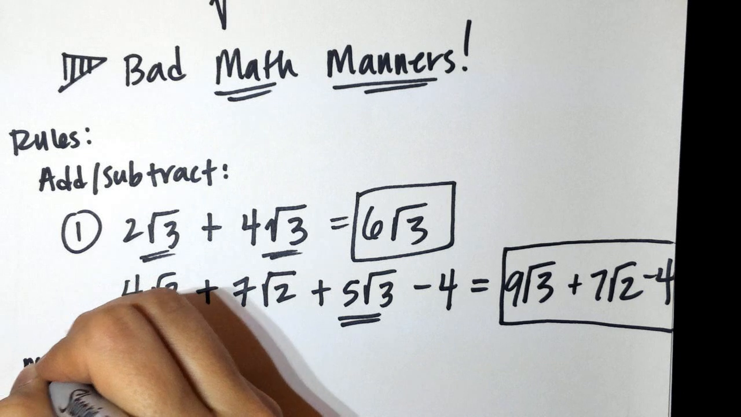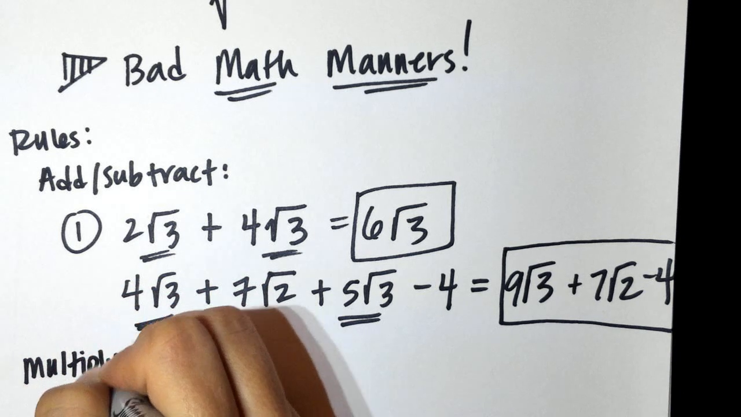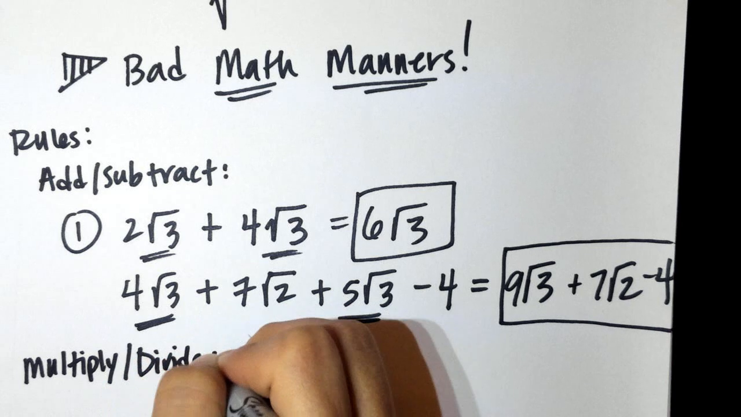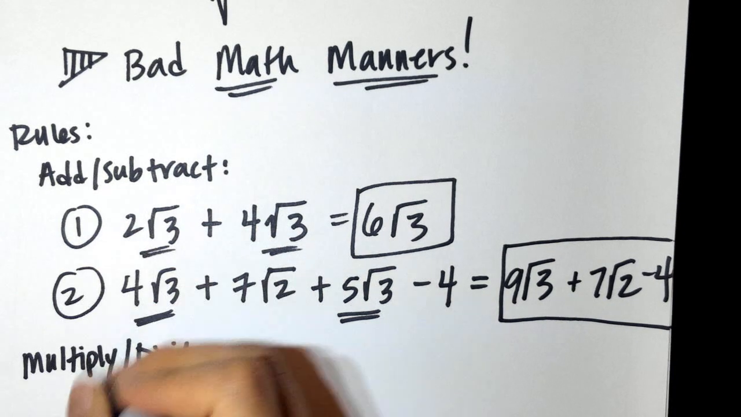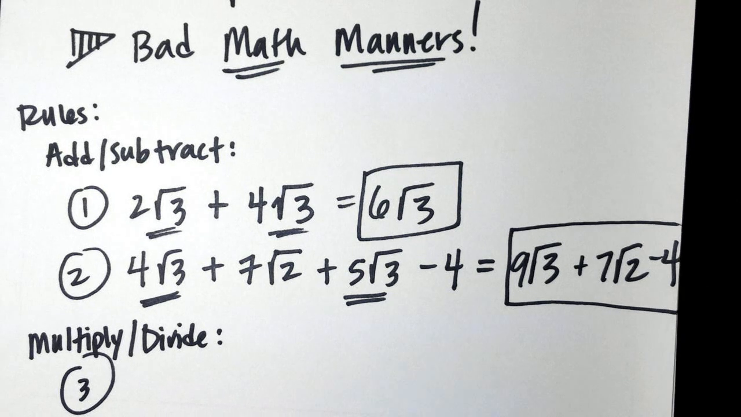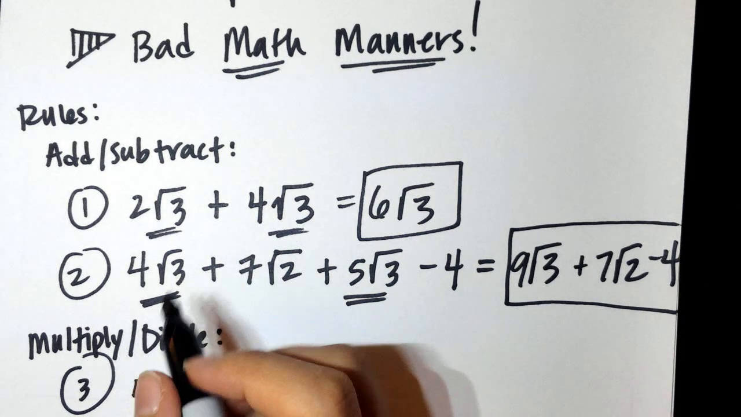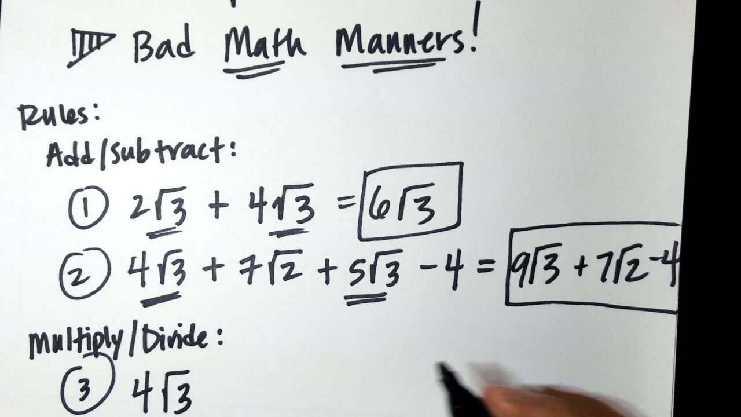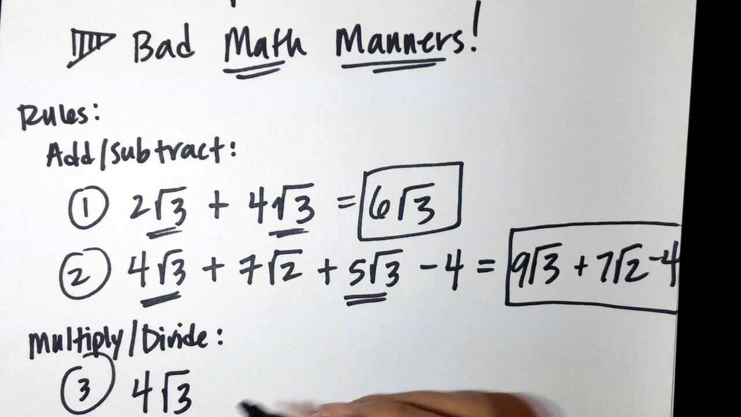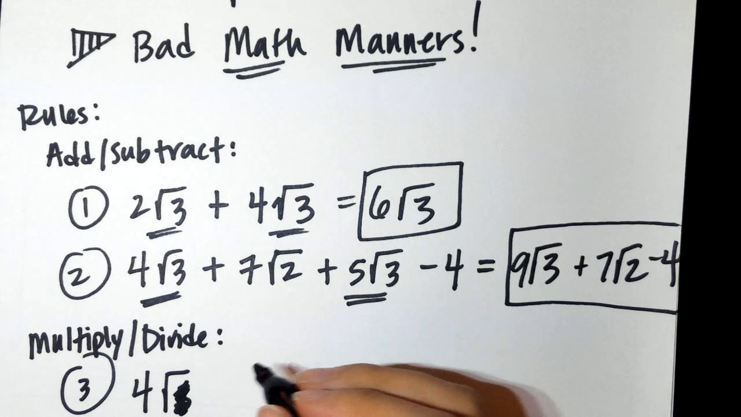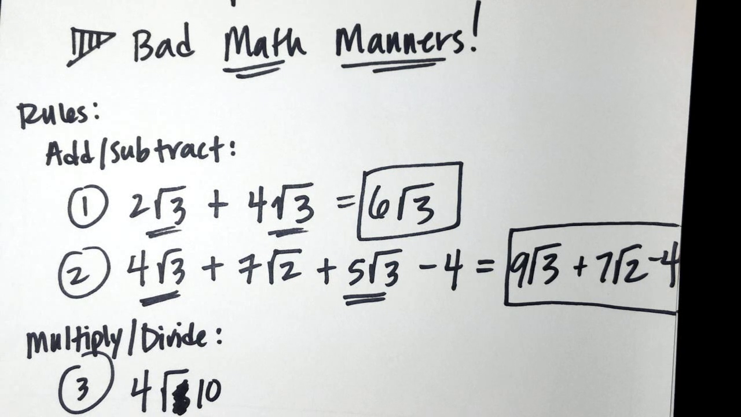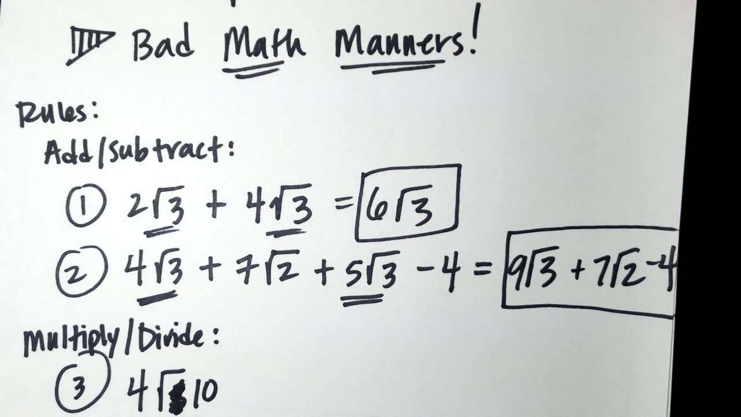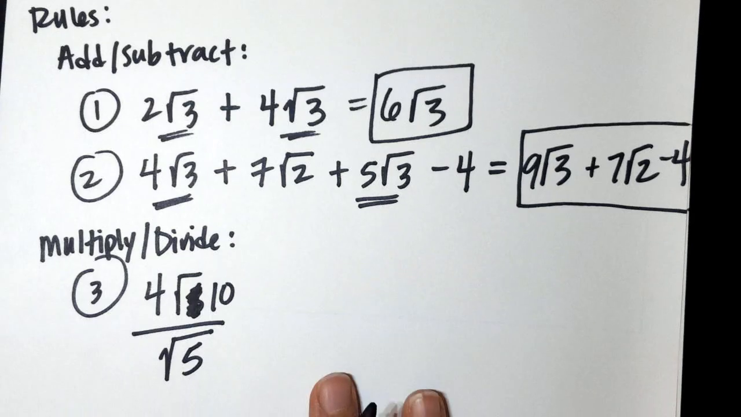Now let's talk about multiplying and dividing. That was example number 2. We'll do example number 3. So when we multiply or divide, if I have 4 square root of 10 divided by square root of 5. Do it up.